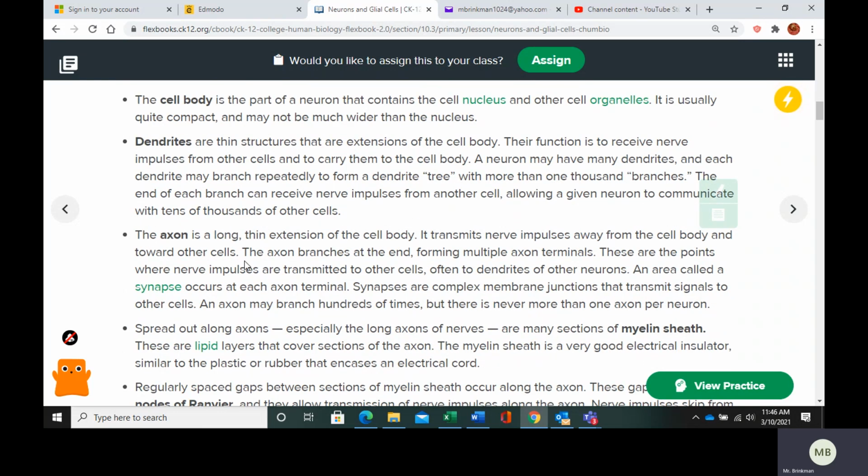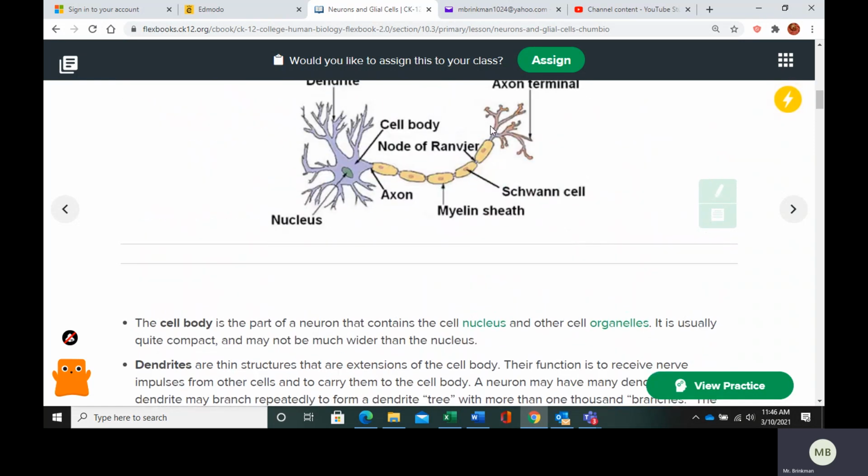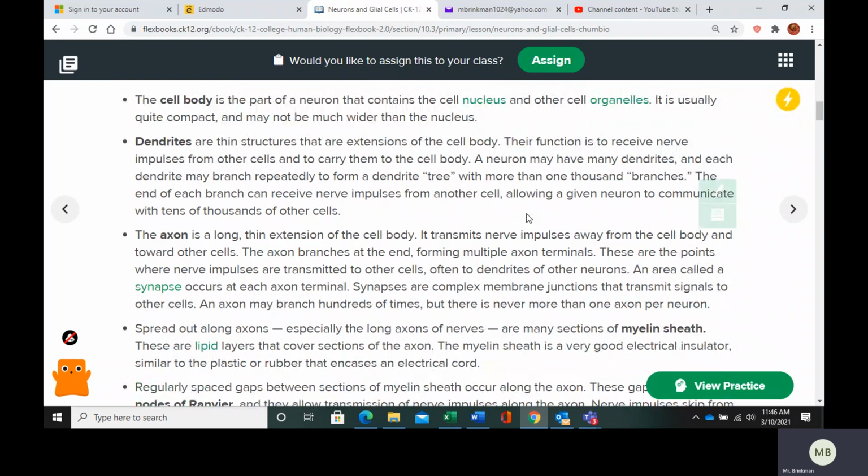All right. The axon is going to branch out at the end, forming multiple axon terminals, which are these things right here. These are points where the nerve impulses are going to be transmitted to other cells, often to dendrites of other neurons. All right. An area called a synapse is going to happen at each axon terminal. And synapses are places where cells transmit signals to other cells.